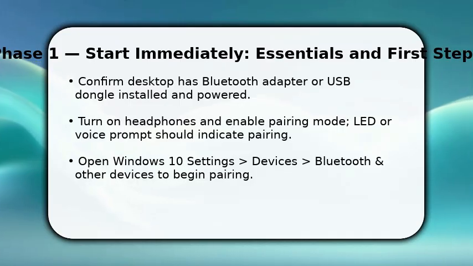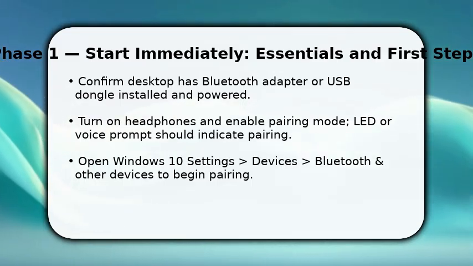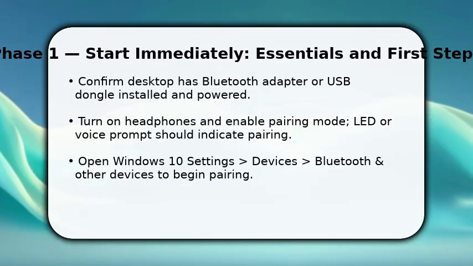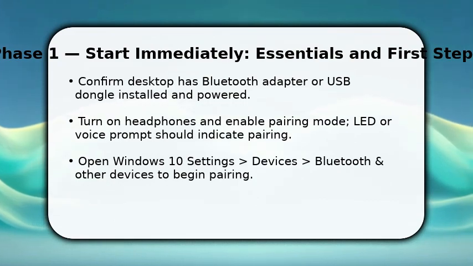Open Settings, choose Devices, then Bluetooth and other devices. This is where Windows lists discoverable devices. Once done, click Add Bluetooth or other device to initiate the pairing dialog and move to the next step.